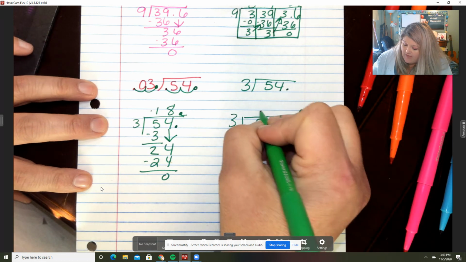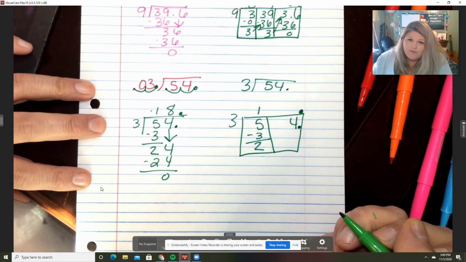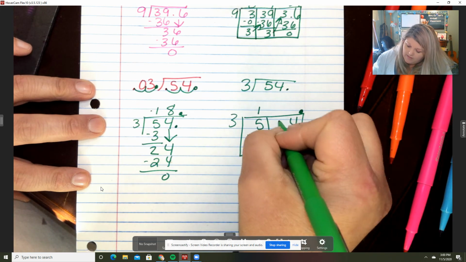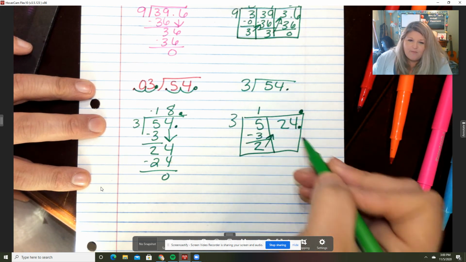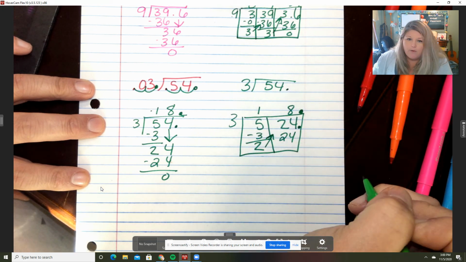3 will go into 5 one time. 1 times 3 is 3. That is 2. I bring up my decimal, or my number. 3 will go into 24 8 times. 8 times 3 is 24.